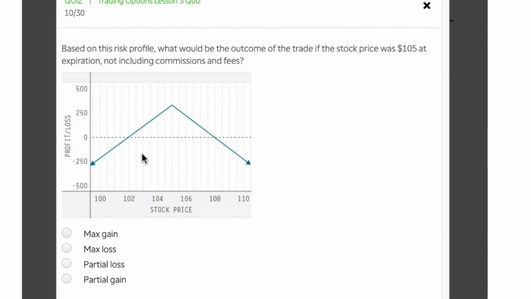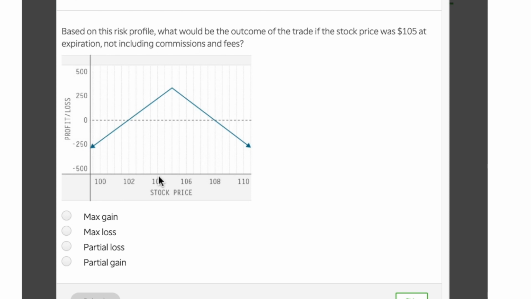Based on this risk profile, what would be the outcome of the trade if the stock price was $105 at expiration, not including commission fees? $105 is right about here, and that's max profit, max gain. It's the highest point in this graph.